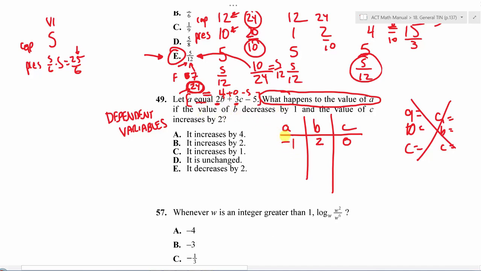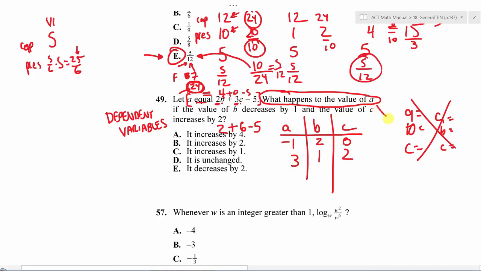Now, they tell us that B decreases by 1, so our new B is 1, 2 decreased by 1, and the value of C increases by 2, so C is now 2. So we're going to calculate A again. 2B with our new B is 2 times 1, plus 3 times C, which is 6, minus 5. I'm just throwing our new B and our new C in for B and C, and what I'm going to get is 2 plus 6, which is 8, minus 5, which is 3.